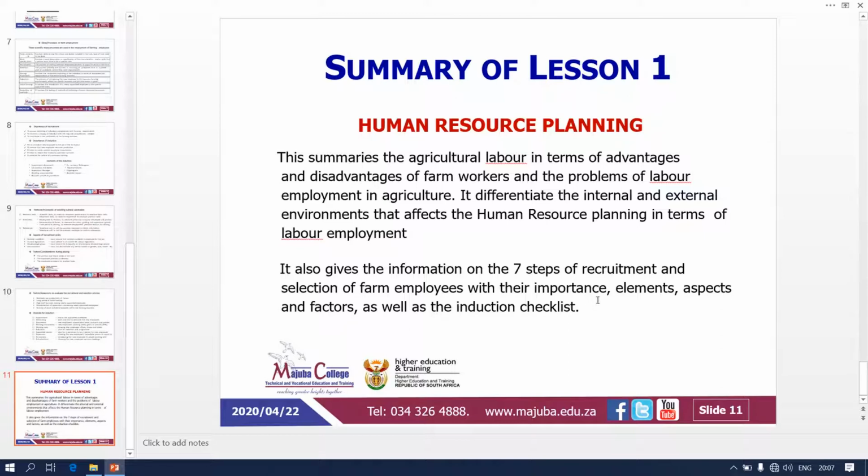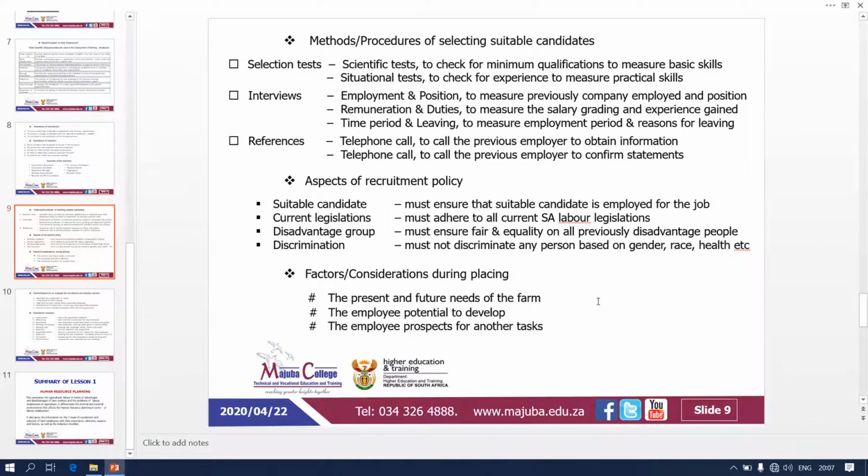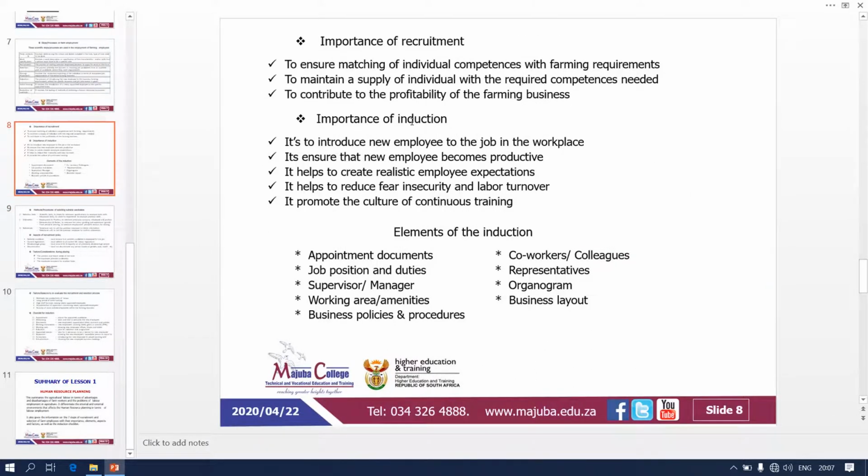I think with this lesson for today, we covered a lot. We looked at the checklist, the reasons for you to re-evaluate, the factors, and the aspects or elements of the recruitment policy that must be there. We looked at the methods and procedures of selection. What you need to do can be tests, interviews, references. Those 3 need to be combined.